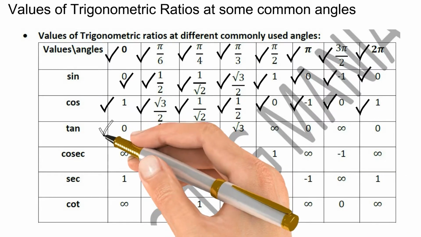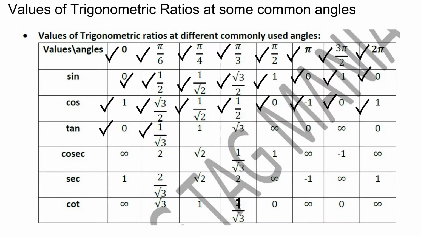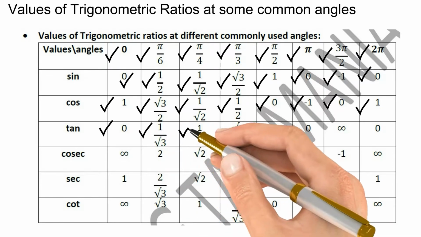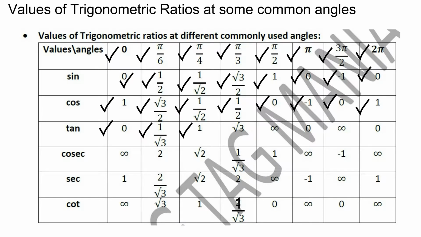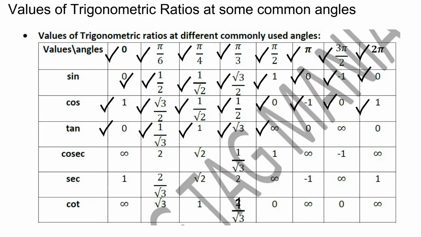Next, the value of tan 0 degree is 0. The value of tan of 30 degree is 1 by root 3. The value of tan of 45 degrees is 1. The value of tan of 60 degree is root 3. And the value of tan of 90 degrees is infinity or undefined.